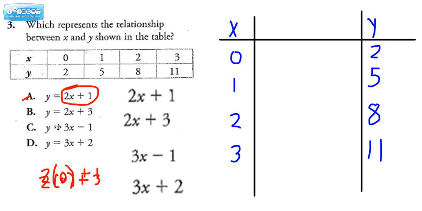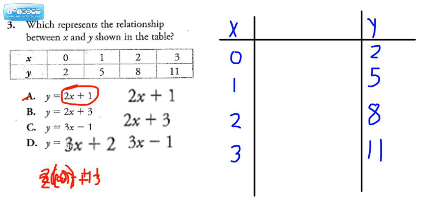Let's try choice C. Here's the function, 3x minus 1. All right, let's substitute in the values. 3, substitute in a 0 for x. All right, 3 times 0 is 0. And if I do 0 minus 1, aren't I looking at negative values? So it's probably not that.